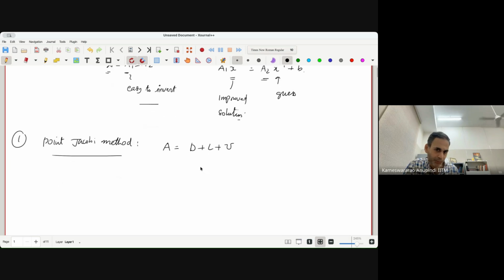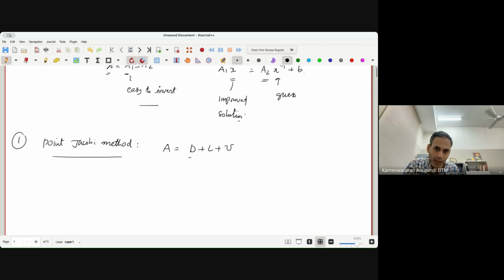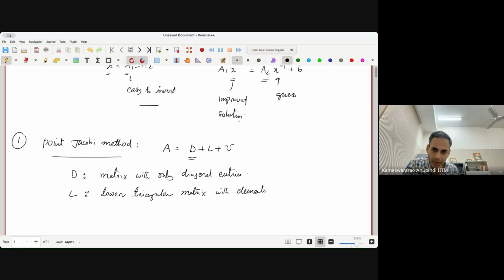That means we are splitting it into a diagonal matrix. D is going to be the matrix with only the diagonal entries. L is going to be a lower triangular matrix with elements taken from A, which are actually the lower triangular elements. And U is going to be an upper triangular matrix, with all these elements.